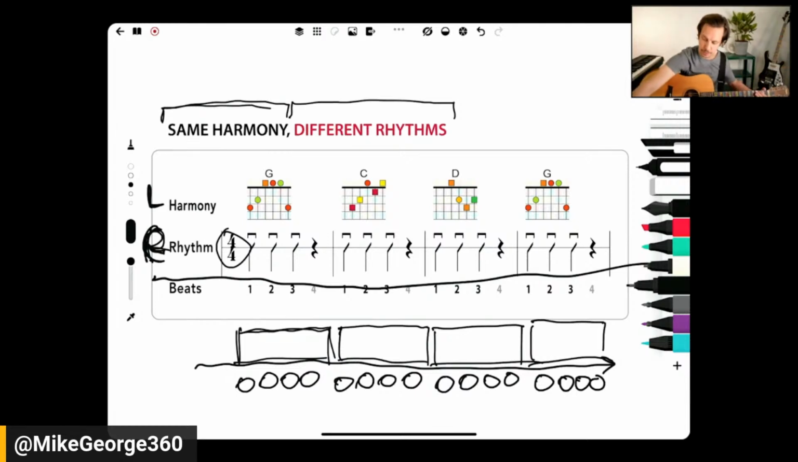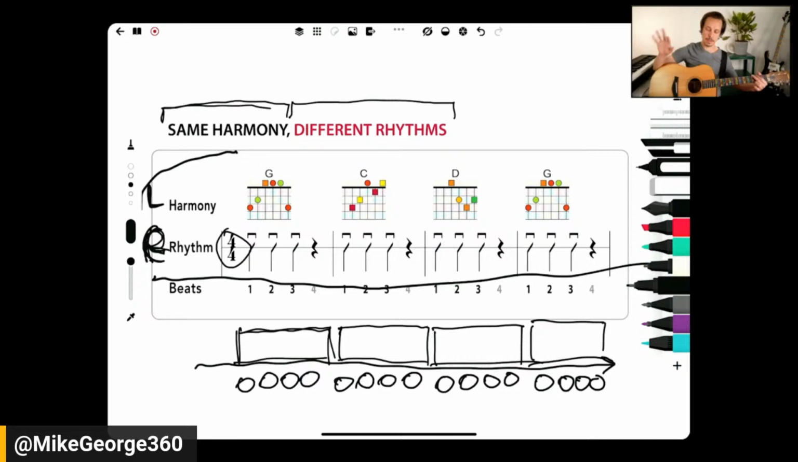I'm just focusing on the chords. Let's just play that a time or two, the chords. So we have a G chord. I'm not following the rhythm at all. We have a C chord. Let's try that again. G, C, a D chord, and then back to G.